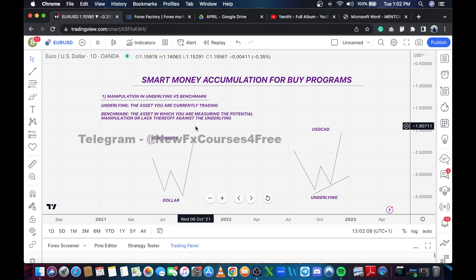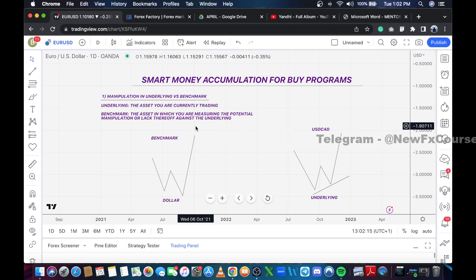Now, if we see the benchmark making a higher high in price, for example, then we want to see the underlying. The benchmark in this example is dollar. Say we see dollar making new higher highs, runs higher. That indicates strength on dollar. What we want to see is the underlying also make lower highs. And in this case, that's going to be cable.